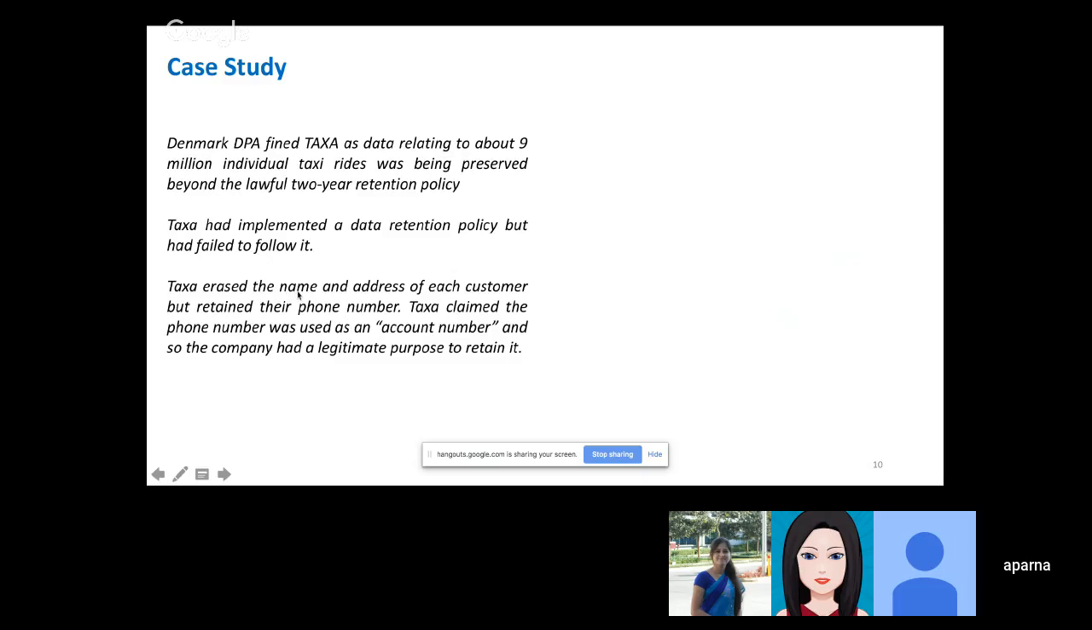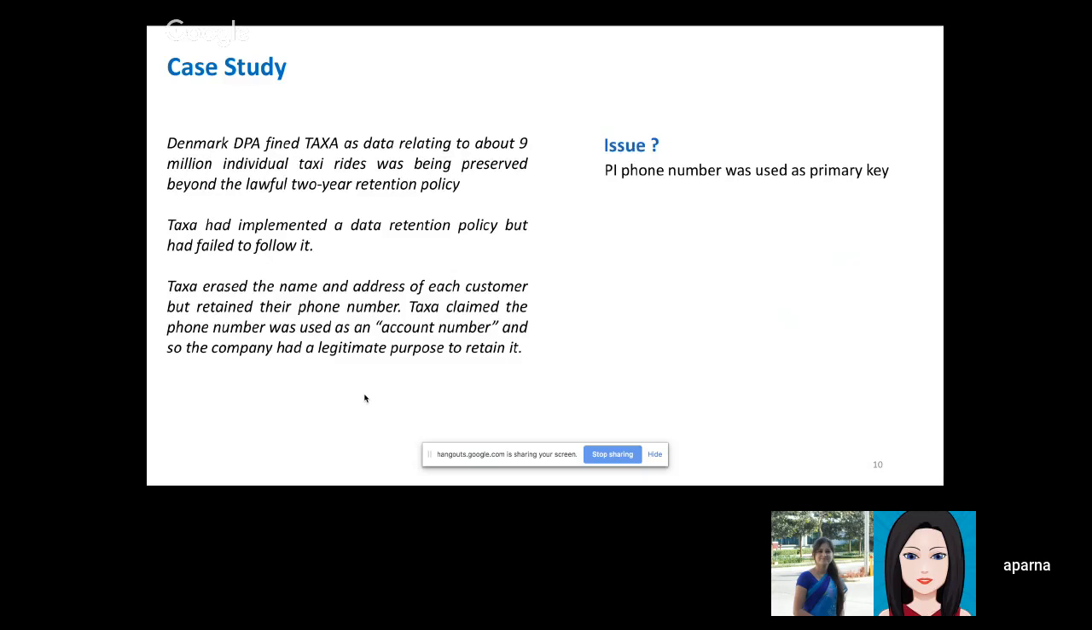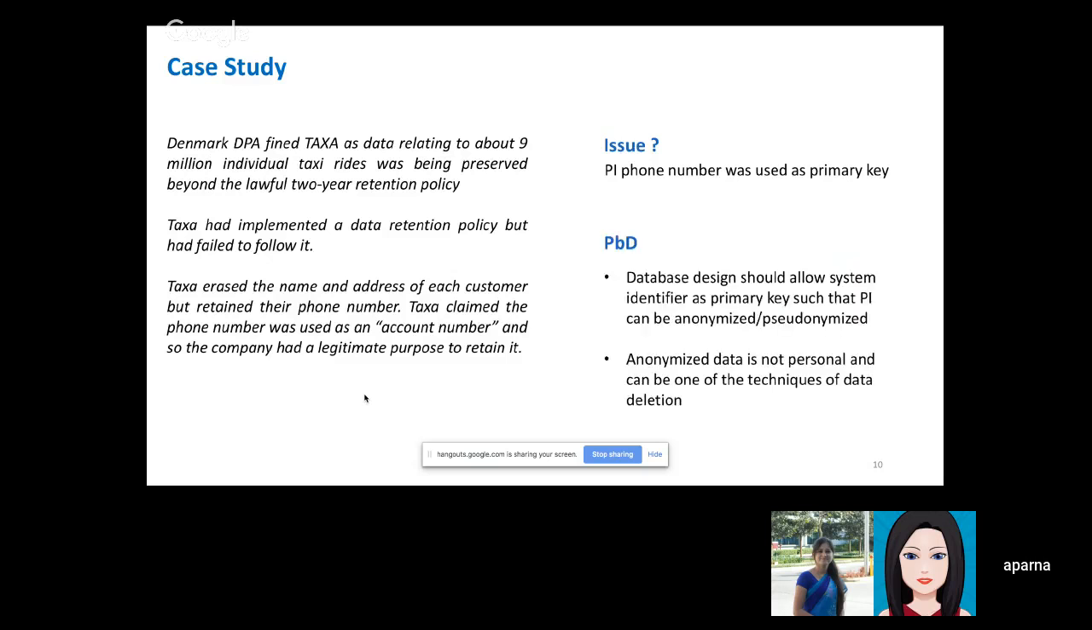They very nicely deleted the name and address of each customer, but they retained the phone number. They claimed that the phone number was used as the account number and was one of the primary keys, and because it was the account number, they had a legitimate interest to retain it. The authorities denied it, saying you can still use other options for keeping the primary key separate. So the issue was that personal information like the phone number was part of the primary key of their database, and they could not delete it for business reasons. So always define your database in such a way that none of the personal information is part of your keys, which you cannot anonymize or pseudonymize in future. I have reiterated this point multiple times: always keep personal data separate from business data, so that there is no dependency on it when you want to remove it.